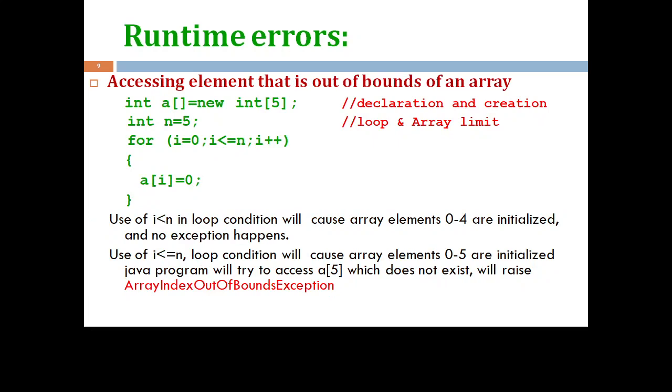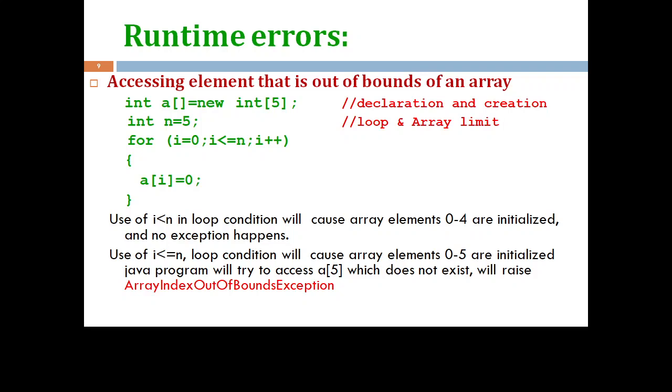One more example we are going to tell here: accessing elements that are out of bounds of an array. In this example, we have declared an array of 5 elements, int A equals new int of 5. Five elements means the index starts from 0, 1, 2, 3, 4. So the index will range 0 to 4. A of 5 will not be there.